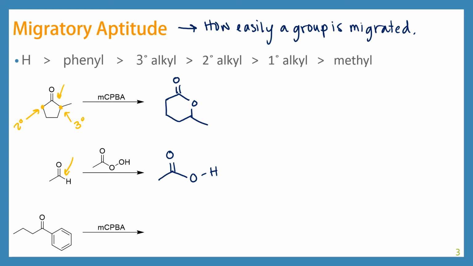And then in our last one, we have to compare a secondary carbon to a phenyl group. A phenyl group has a greater migratory aptitude, so we know that we're going to insert here, which results in this ester. Now, the way that I drew these out, the oxygen ended up being inserted on the right-hand side every time, but that's not necessarily going to be the case.